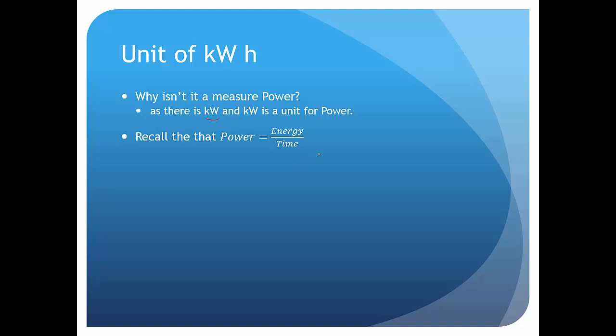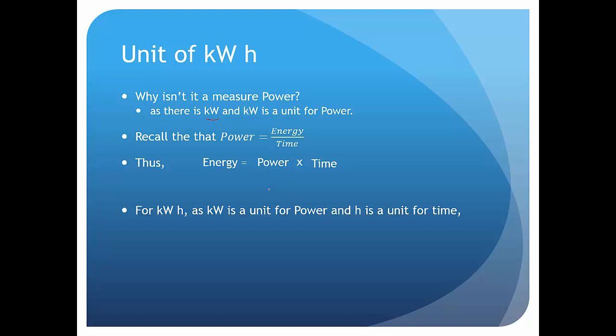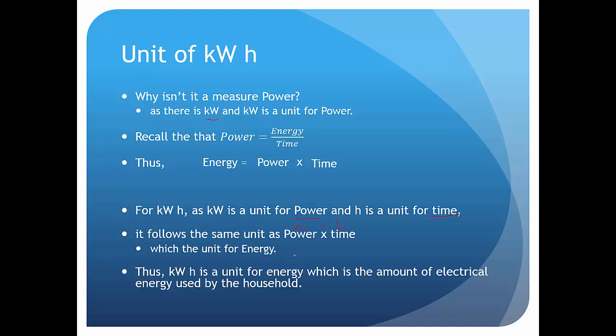Recall that power equals energy divided by time, and if we do a slight rearrangement of the formula by moving the time over, you'll find that energy is equal to power multiplied by time. For kilowatt hour, kilowatt is a unit for power and hour is a unit for time. If you follow the same structure, kilowatt multiplied by hour is the unit for energy. So kilowatt hour is the unit for energy, which is the amount of electrical energy used by a household.